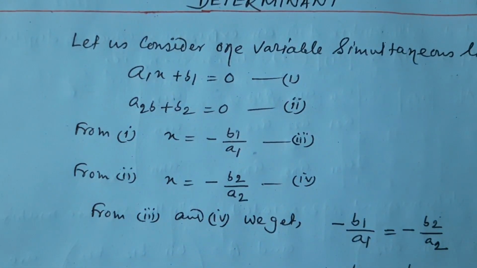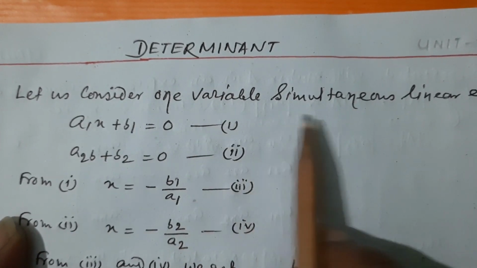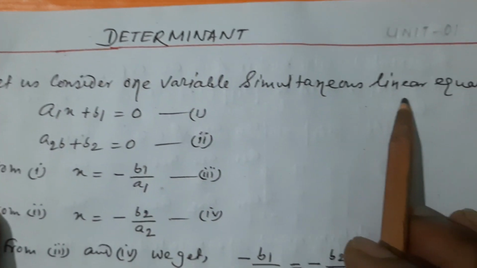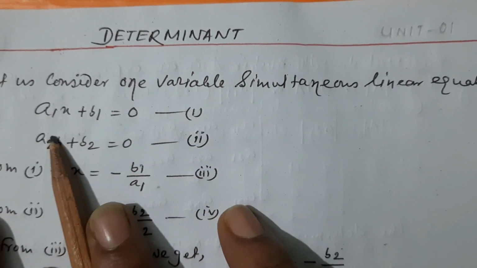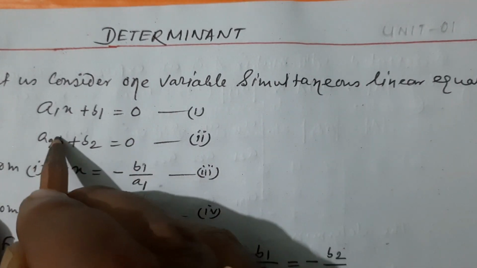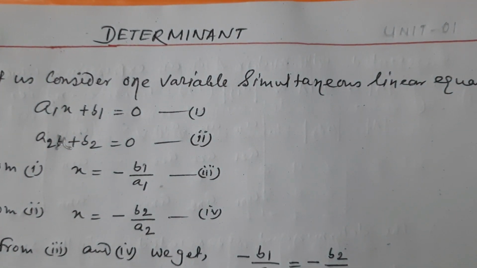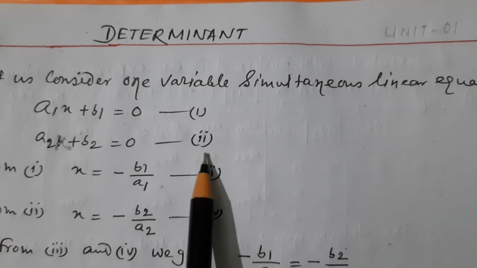Today I discuss the determinant. Let us consider one variable simultaneous linear equations: a1x plus b1y equals 0. This is equation number 1. a2x plus b2y equals 0. This is equation number 2.